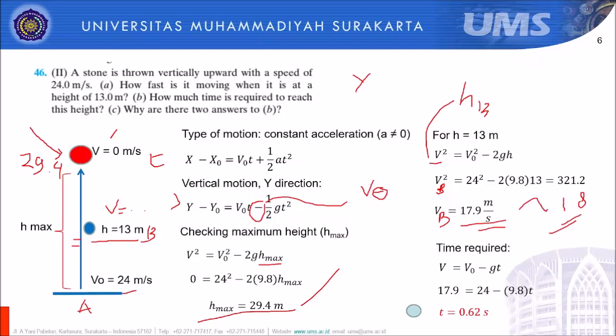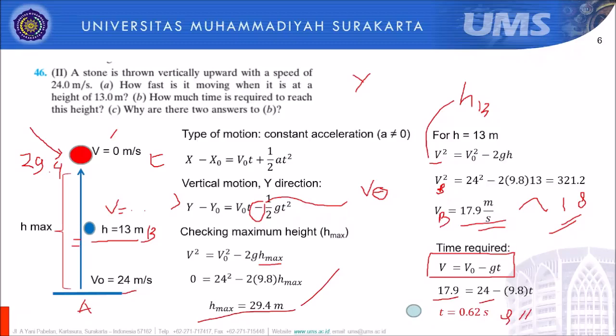Okay, next question is how much time. We have the data: height, the initial velocity, initial speed, and final. So we have v and we have v0, so we can use this equation: v minus v0, this is 17.8, 9.9, 24. So you have this value, 0.62. This is the answer.